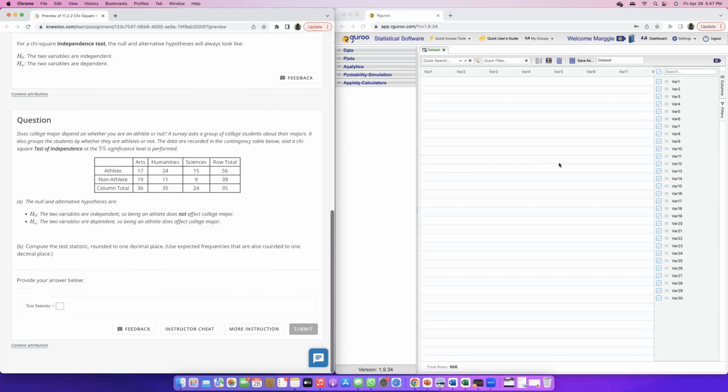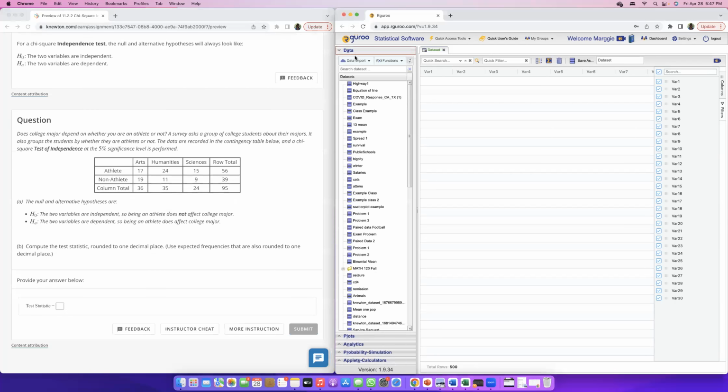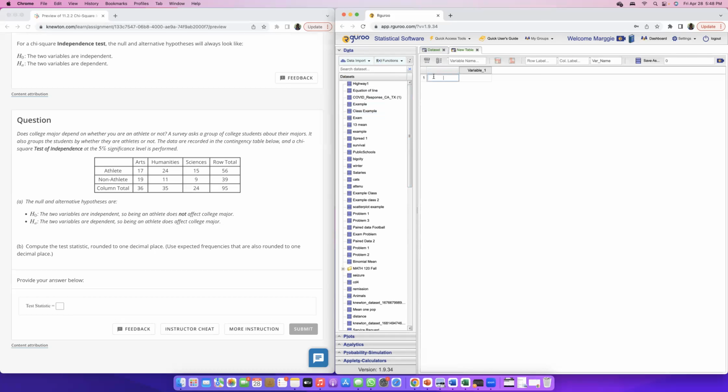When we do the test, we are going to use RGuroo to do this for us. The difference here is that we need to enter the data into RGuroo as a table. So you go to data, you go to data input, and you're going to create a new table. Careful here: we are not creating a new data set. We are creating a new table, because we actually have rows that have names and columns that have names. So we create a new table. Without the totals, we have 2 rows and 3 columns.